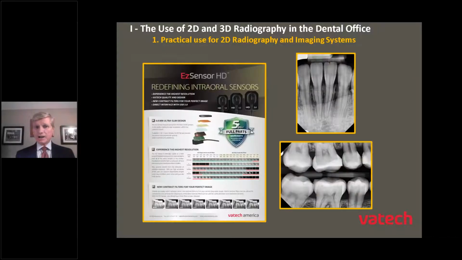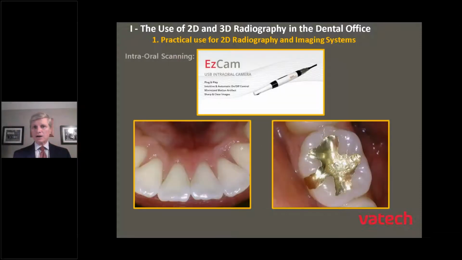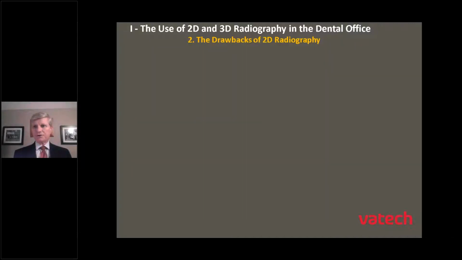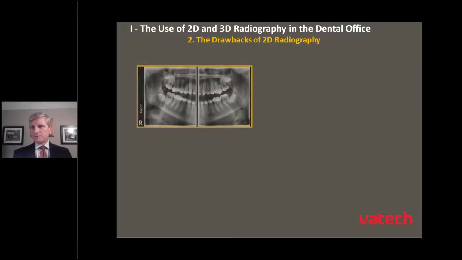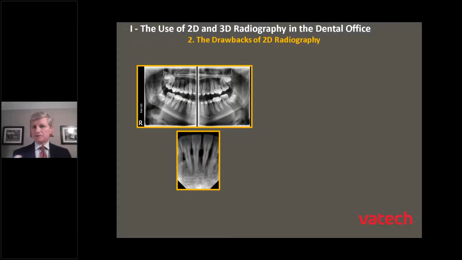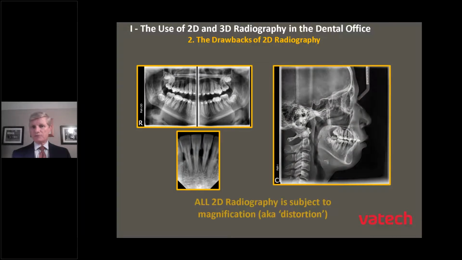And going beyond radiography, just so you're aware, as far as 2D imaging, we have our sensors. We have our HD sensors, we have our wave sensors for intraoral imaging, and also new to our product family is our EasyCam, our intraoral camera as well, okay? Now, moving on from here, let's talk a little bit about some of the drawbacks of 2D radiography. And this extends not only to panorama, but to PA usage, as well as cephalometrics that we just saw a moment ago.